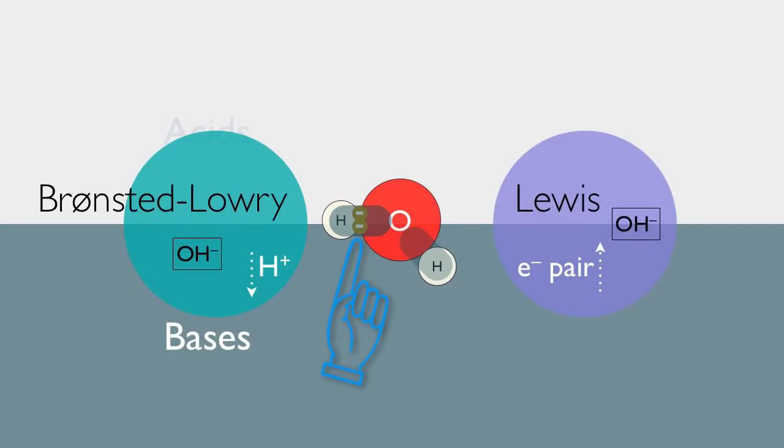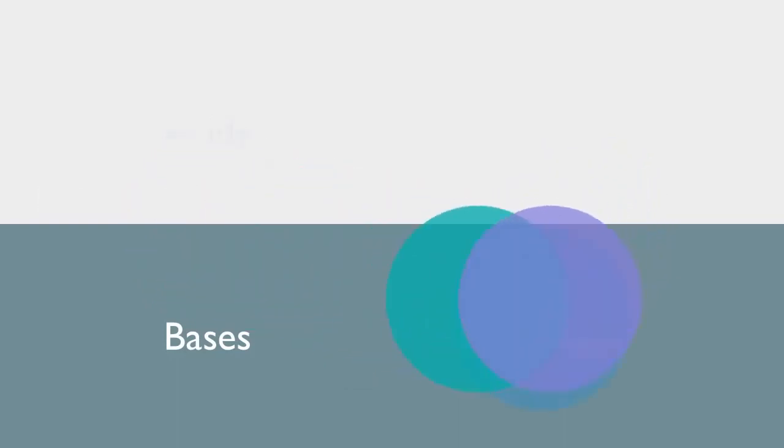Lewis base. If you think about it, anything that's able to accept a proton must have a free pair of electrons in order to do so. Conversely, anything that has an extra pair of electrons to share is able to accept a proton. So these two groups completely overlap. All Bronsted-Lowry bases are Lewis bases, and vice versa.